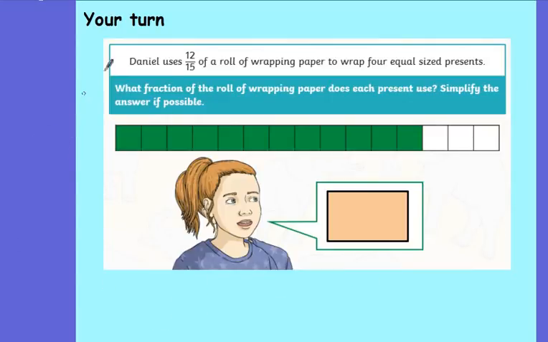Okay, Year 7. Daniel uses 12/15 of a roll of wrapping paper to wrap 4 equal-sized presents. I've drawn the bar for you, and I've shown you what 12/15 looks like. What fraction of the roll of wrapping paper does each present use if he's splitting it into 4 equal-sized presents? Pause the video and have a go at this question in your light blue books now, please.